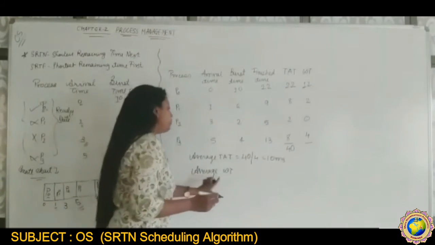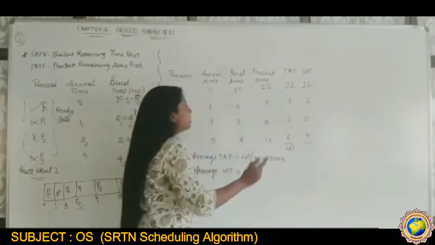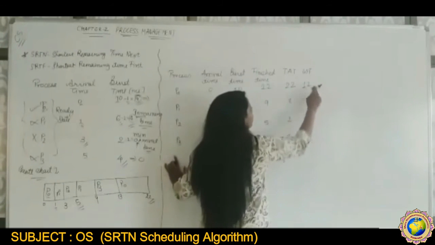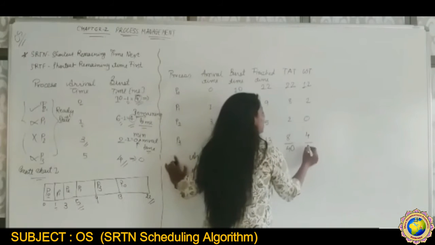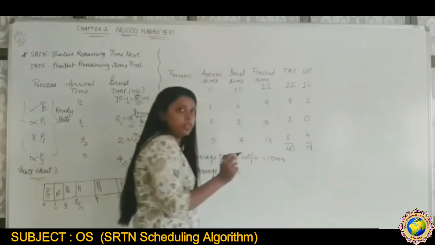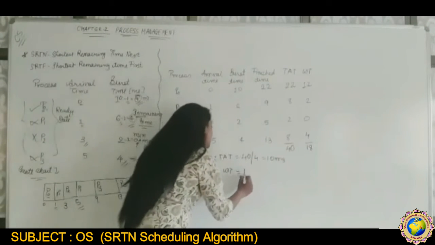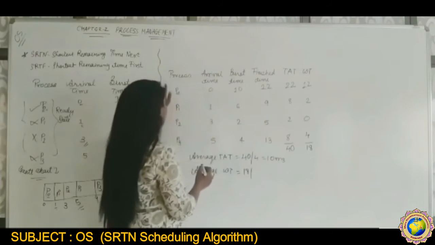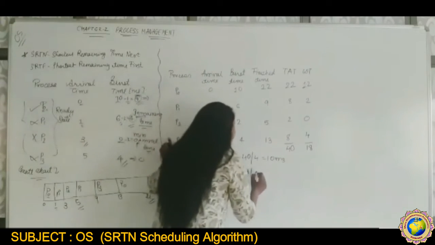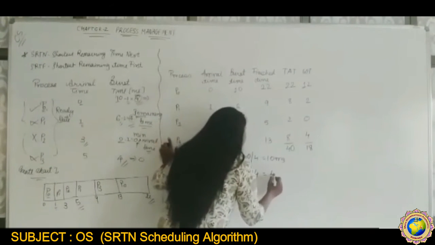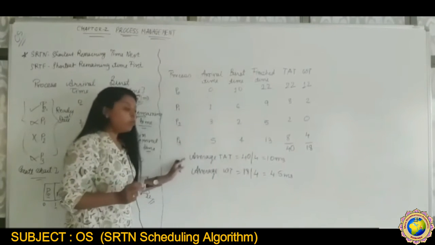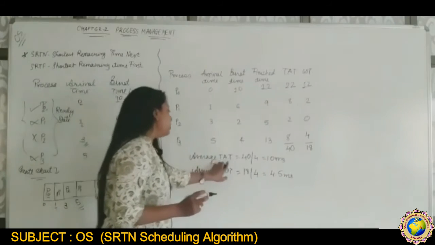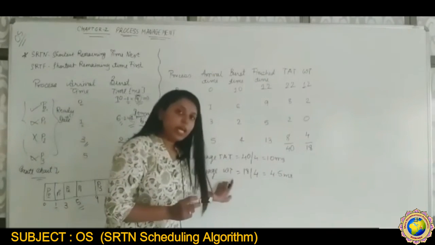Now average waiting time, same here, the summation of all the values: 12 plus 2 is 14, 14 plus 4 is 18, right? So 18, how many processes? Again 4 processes are there. So 18 divided by 4 will be 4.5 milliseconds. So this is about the average turnaround time and average waiting time.